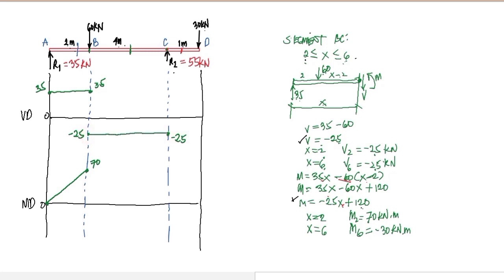And for the moment, at x is equal to 2, the moment is 70. So that's correct. We have 70 here for the point B, or x is equal to 2. And at x is equal to 6, we have the moment of negative 30. So this is the equation of a line. So ang gagawin lang natin is to connect this 70 here and the negative 30 by a straight line.